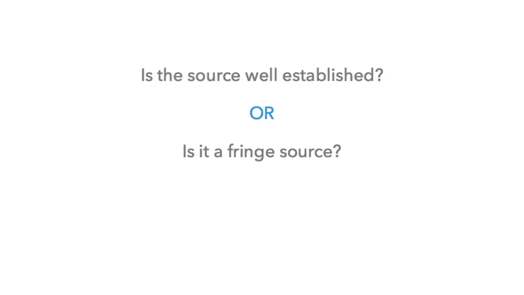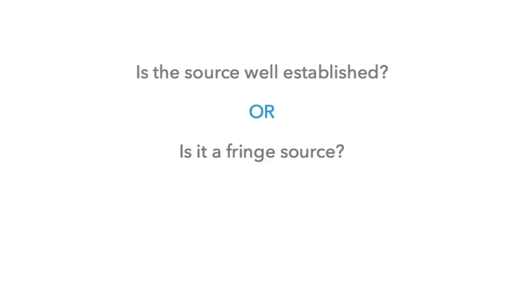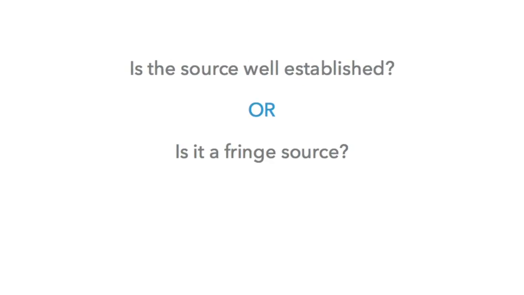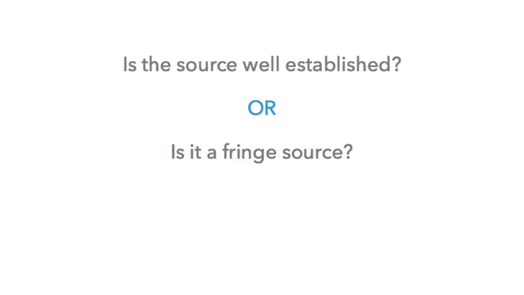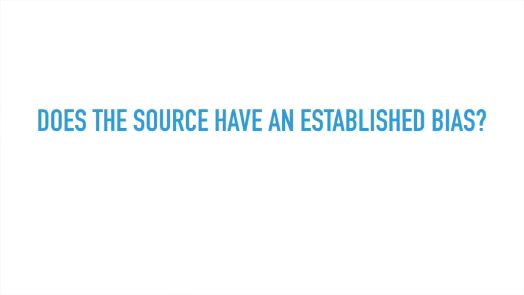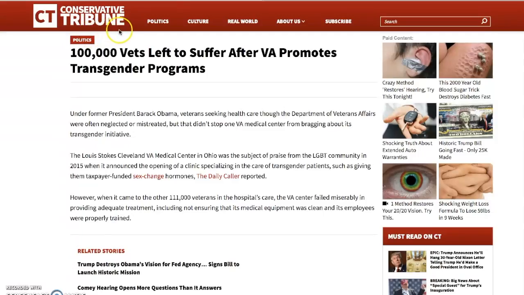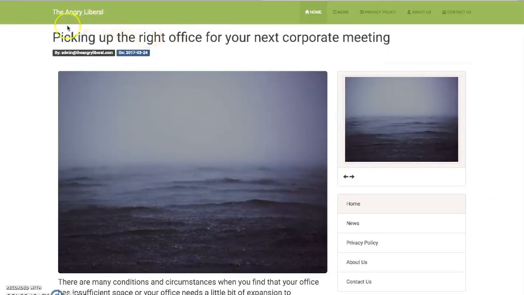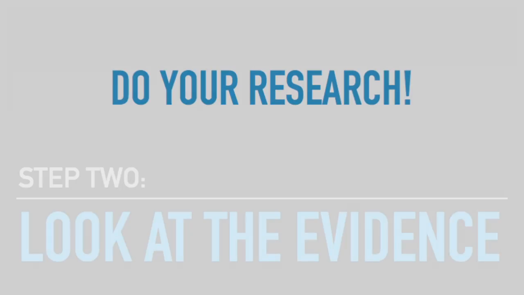You want to ask the following questions. Is the source that published the article a well-established news entity or a fringe news source? Does the source have an aggressive conservative or liberal bias? Examples of a biased news entity are the Conservative Tribune and the Angry Liberal. If a bias is not apparently clear, conduct further research to find out which way the news entity leans.